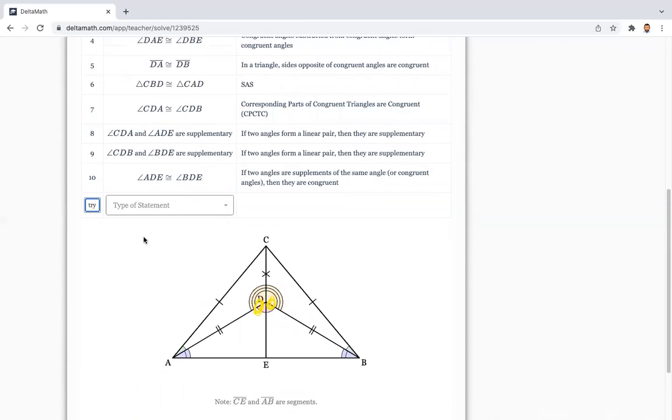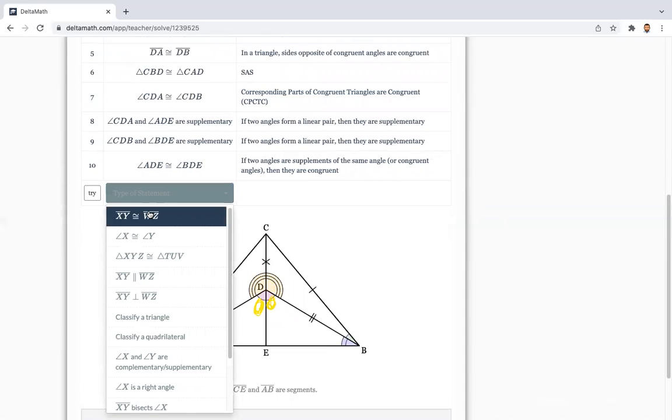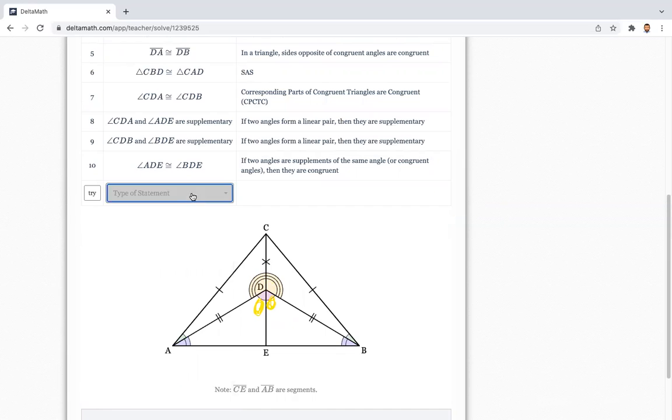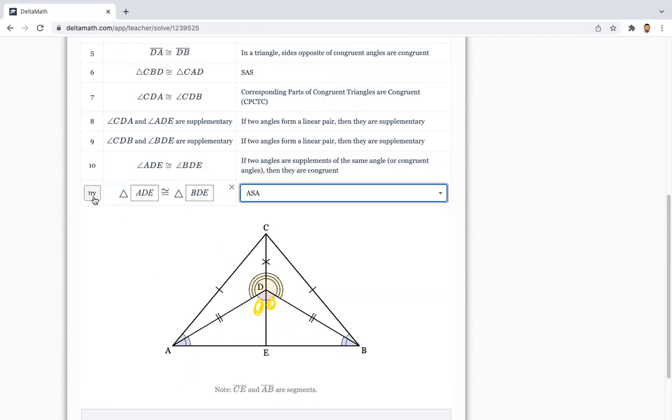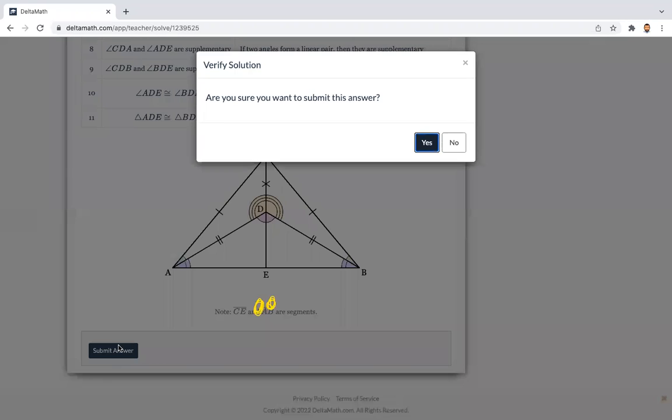Good. All right, now I can prove the bottom two triangles are congruent by angle side angle, and all is well. So triangles ADE and BDE are congruent, angle side angle, and success. Should I submit it? I should.